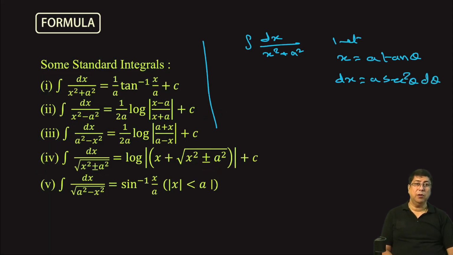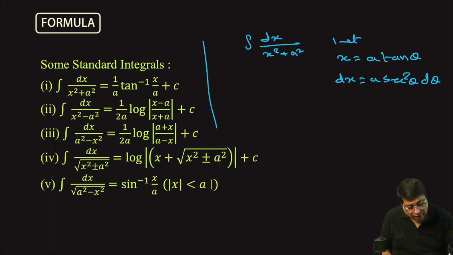Now we'll put the value. Why have I taken a tan theta? Because 1 plus tan square theta is sec square theta. And everybody, you have to know how to substitute the trigonometric function, because calculus has a deep relation with trigonometry. Okay, the better your trigonometry is, the better your calculus will be.